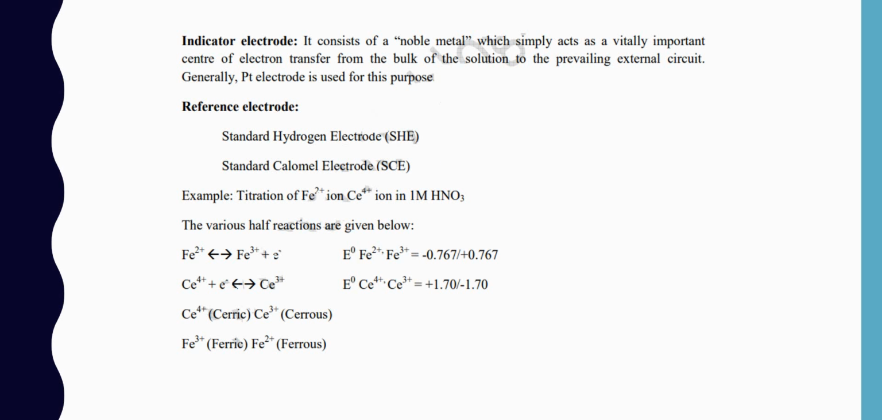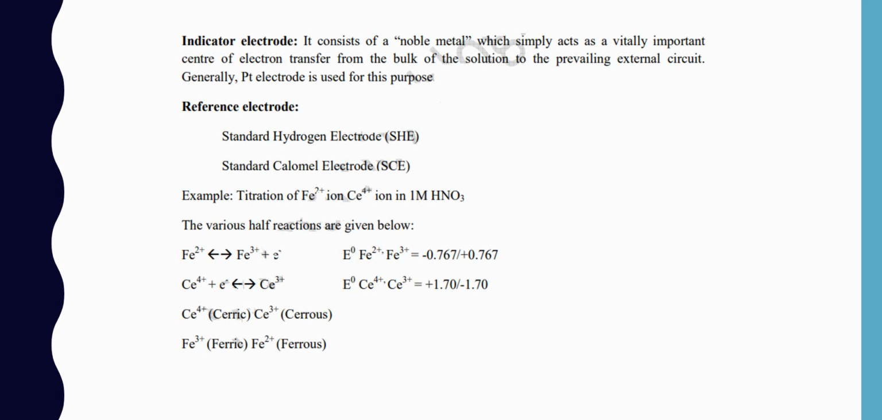What is an indicator electrode? The indicator electrode is made up of a noble metal, which acts as a vitally important center for electron transfer from the bulk of the solution to the external circuit. Generally a platinum electrode is used for this purpose. Reference electrodes are the standard hydrogen electrode and the standard calomel electrode. You have studied these, so just the names are sufficient: standard hydrogen electrode SHE and standard calomel electrode SCE.